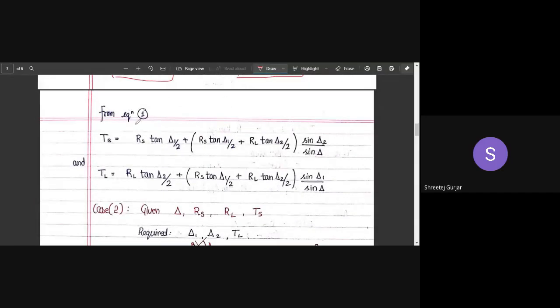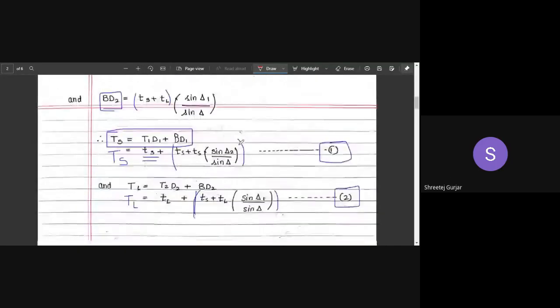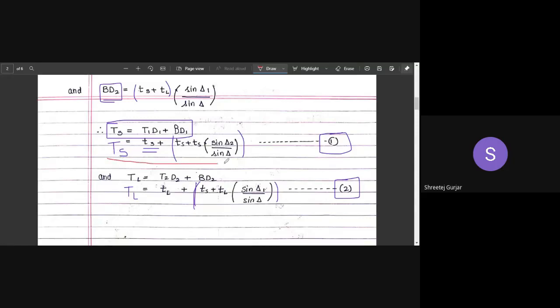From equation 1, the formula which I've written for capital TS. This is your equation 1: TS plus TL, small l TL, sine delta 2 by sine delta. So this particular formula we will be making use of. Now, what are small ts and small tl over here?